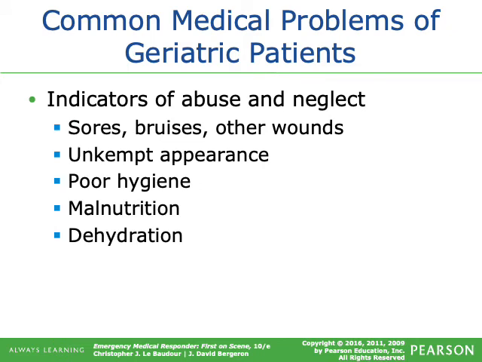Our indicators of abuse and neglect: you may see sores, bruises, and other wounds, a general unkempt appearance, poor hygiene, malnutrition, dehydration. One thing about the sores, bruises, and other wounds to look at is if you have bruises or other wounds in various stages of healing, this may point to a frequency of abuse or a frequency of injuries that could fall in line with abuse. So that's one thing you want to keep in mind.